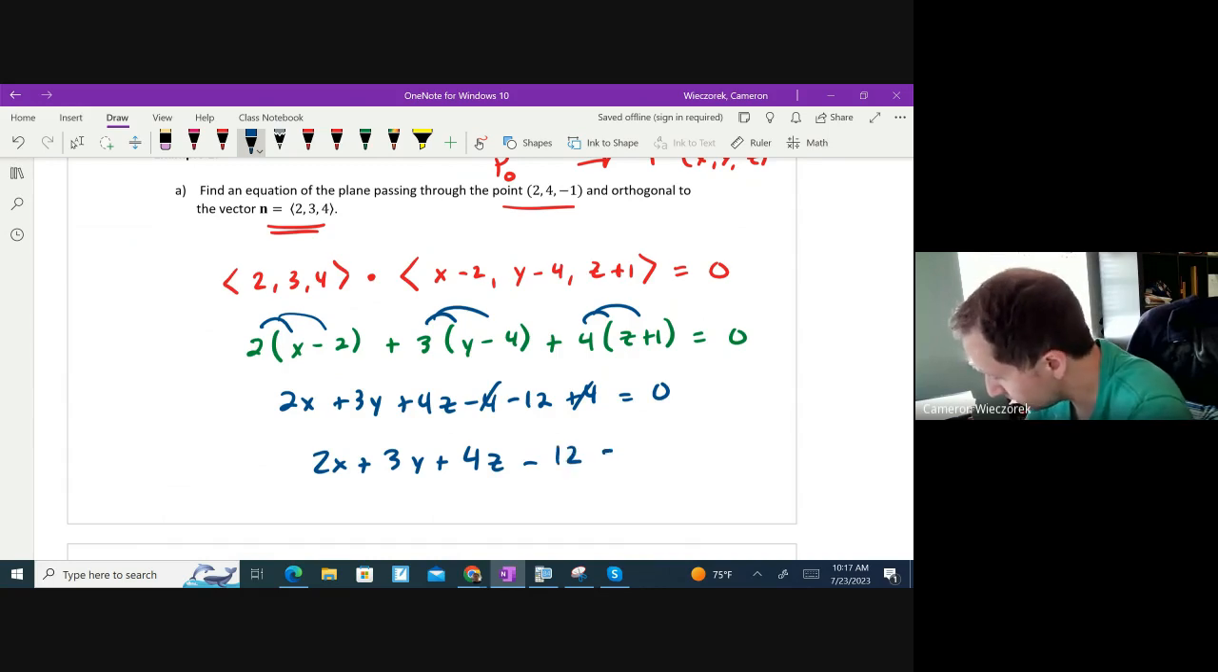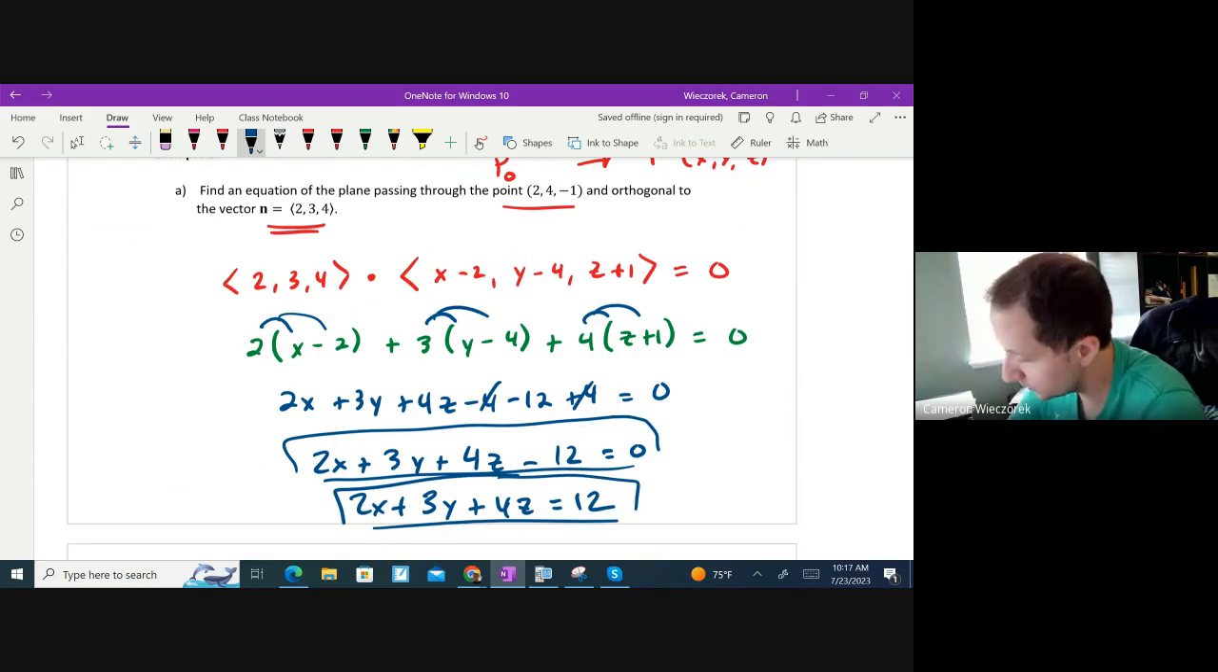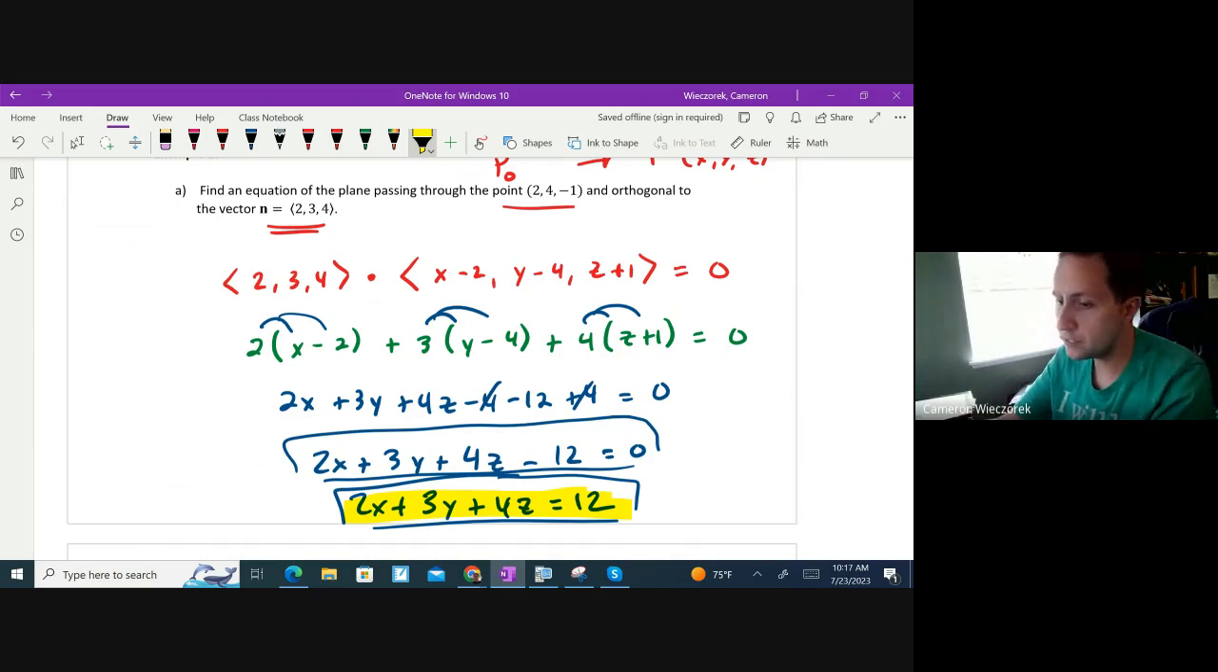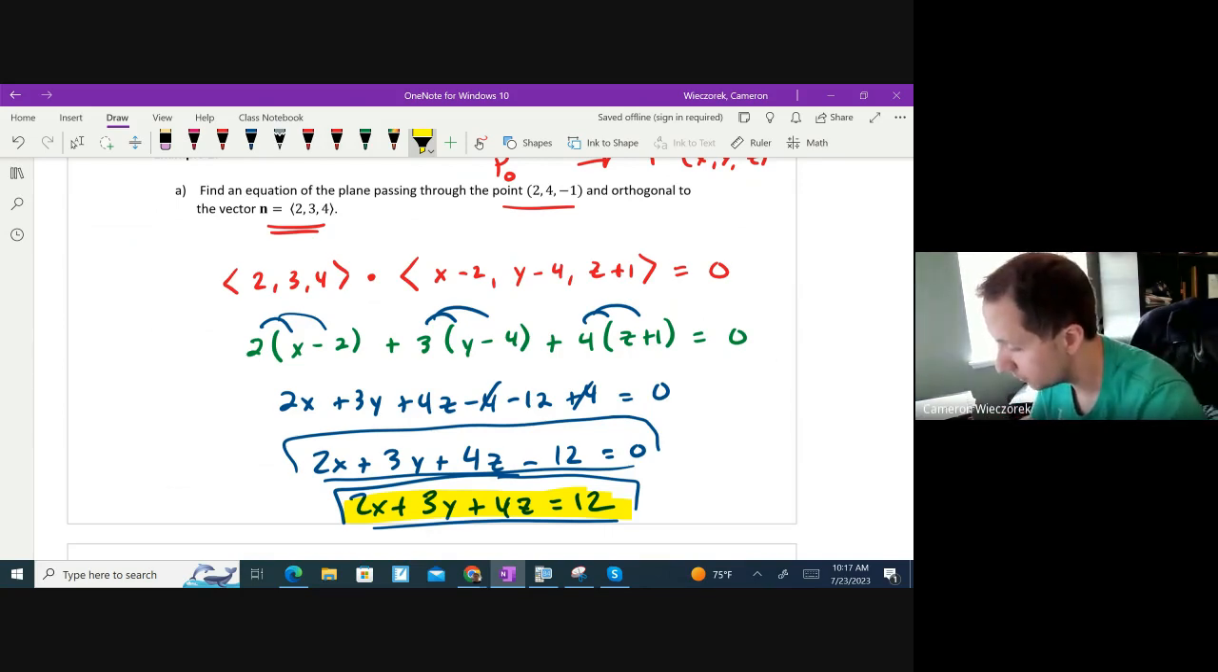So that's one way you could leave it. You could also choose to move the minus 12 over to the other side. So you could do 2x plus 3y plus 4z equals positive 12. That would also work. So there's our equation of the plane. So pretty straightforward as long as they give you a normal vector. Sometimes they won't give that to you, and we'll look at an example where you have to find that yourself. They might just give you a set of points that lie on the plane.